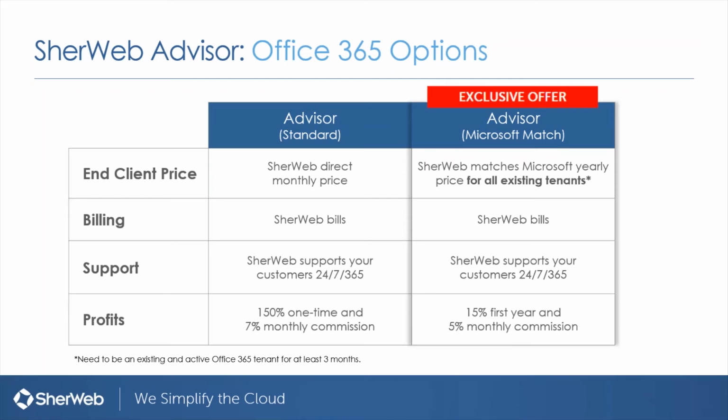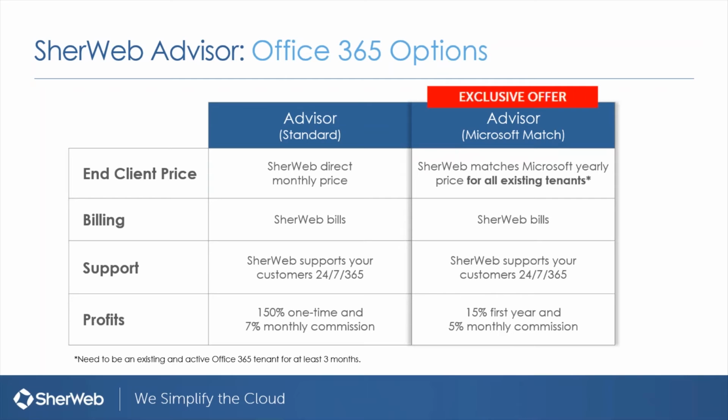That would give you some aggressive pricing, lower than our retail pricing, that you could actually use to transition your customers over to SherWeb. Now, an added benefit of that would be the ongoing commission and also that first year payout. So in this match model, where we've matched the Microsoft pricing, we would provide a 15% recurring payout on the first year per month, and then an ongoing 5% monthly commission.